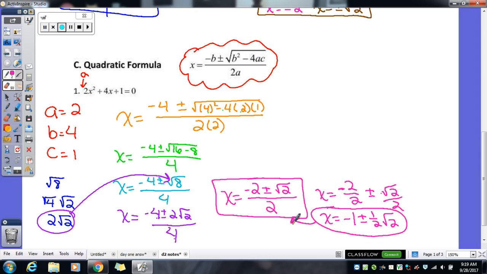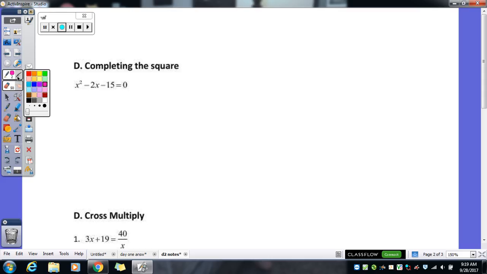Alright, let's take a look at the next one. Completing the square. Completing the square is actually one of my personal favorites when it comes to solving quadratics. I think it goes a little faster than especially the quadratic formula does. So with completing the square, does anybody remember what we have to do first? We've got to add that 15 over to the other side. So anything that has an x stays on one side. 15 goes to the other side.